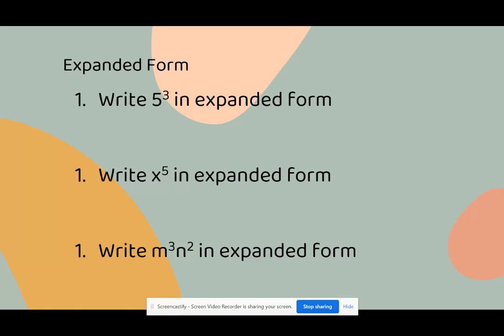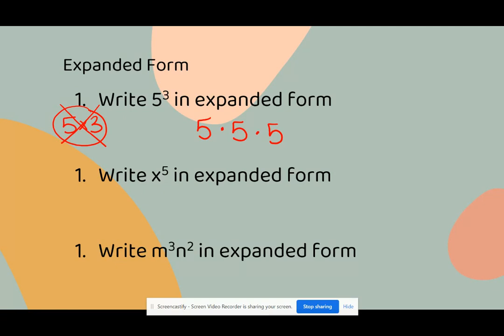So they're going to be asked to expand things. The first one says write 5 to the third in expanded form. A lot of people think 5 to the third is just 5 times 3, which it is not. It is not 5 times 3. In expanded form, that's just saying that 5 is being multiplied by itself 3 times. So it would be 5 times 5 times 5. So that is expanded form.